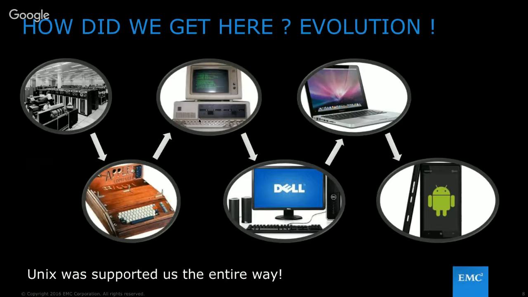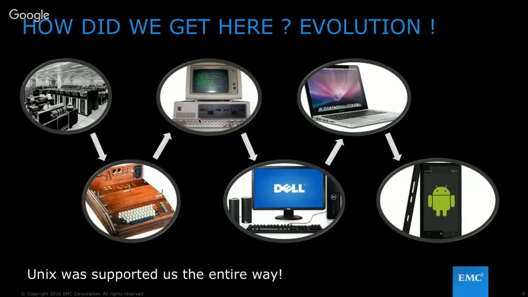So how did we get here, right? Why is it so artificial? That's its evolution, right? We started with the mainframe computer, we moved all the way to the personal computer, then we went all the way to Android today. And what is basically common with all of those is that Unix supported us all the way.